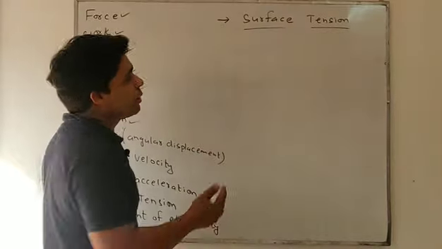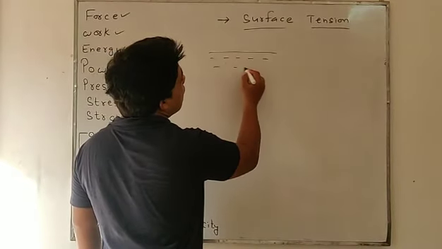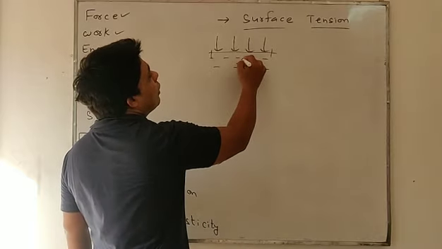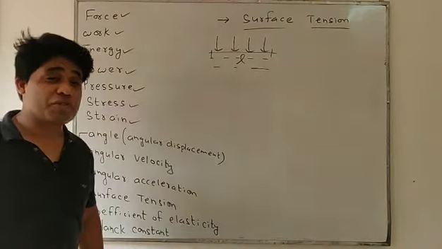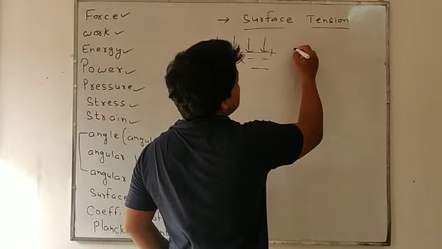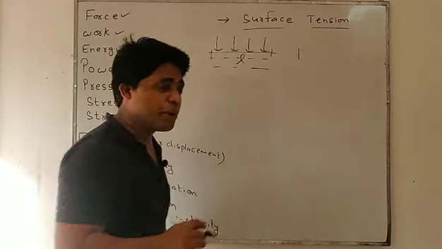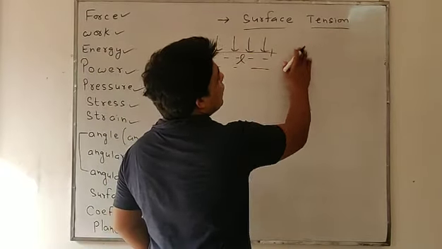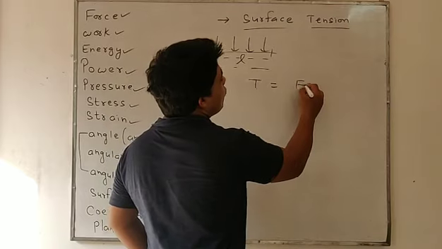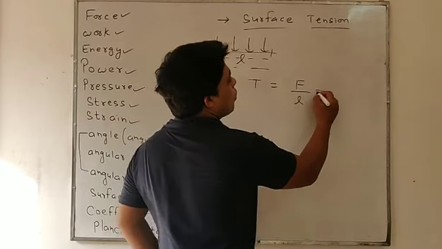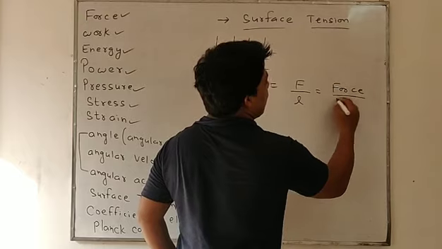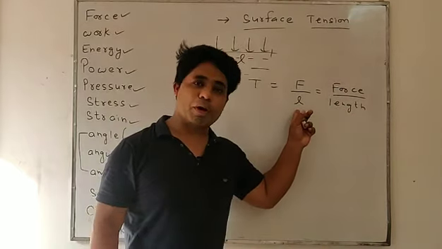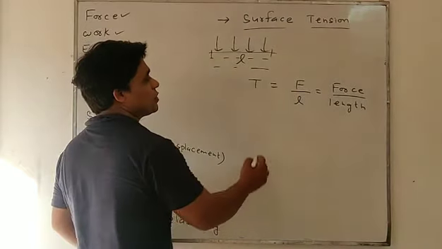What is surface tension? Suppose the force exerted by the liquid on per unit length of the liquid is called surface tension. Surface tension is represented by S or T. S means surface, T means tension. So we can write T equals F by L. F means force, and L is length. Force exerted per unit length is said to be surface tension.